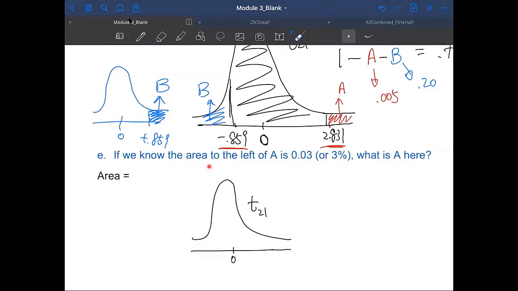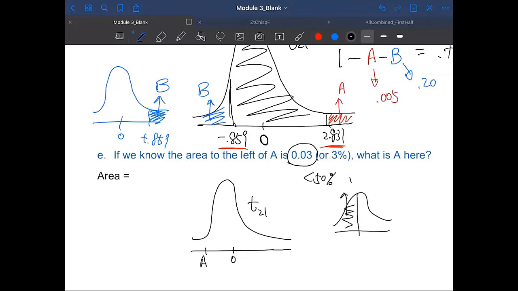Because the area to the left is really small. This is absolutely right. So A should be to the left. The reason is because this is really, really small. If this number is less than 50%, it's going to be to the left. If it's more, then it's going to be to the right. This is by just intuition, because for this entire bell curve, the left half is 50%.